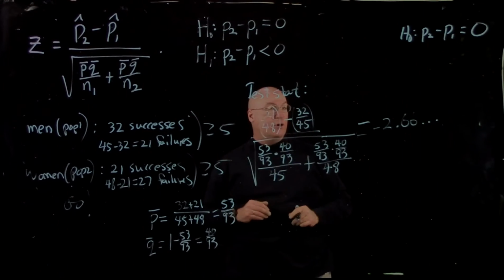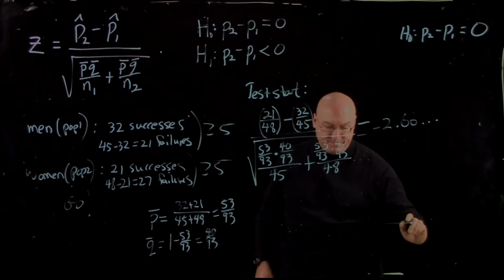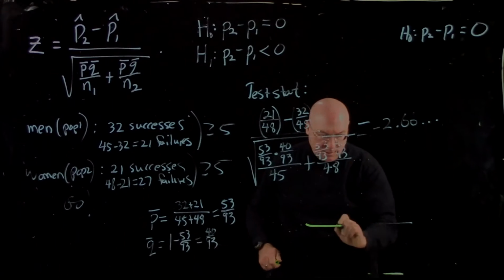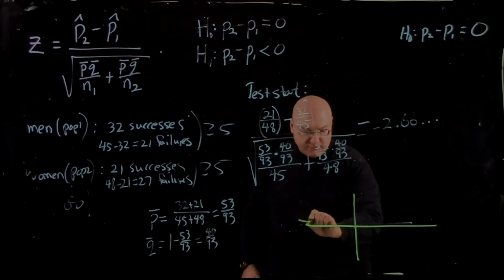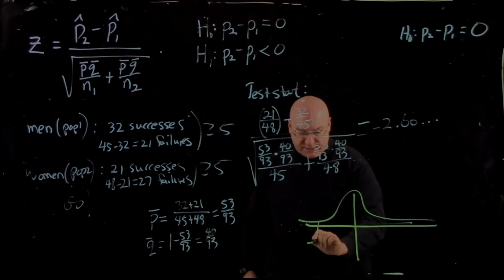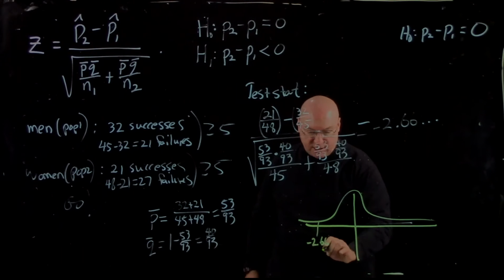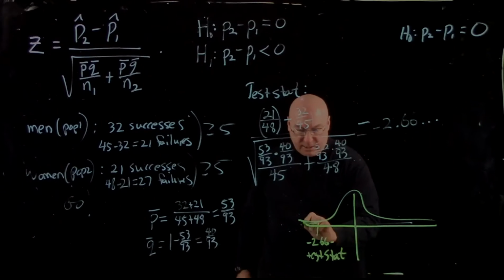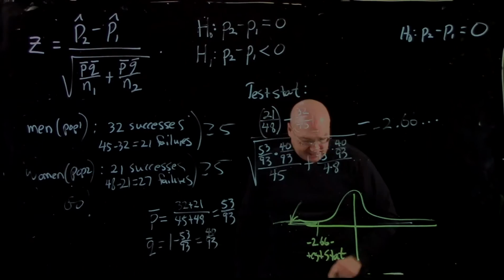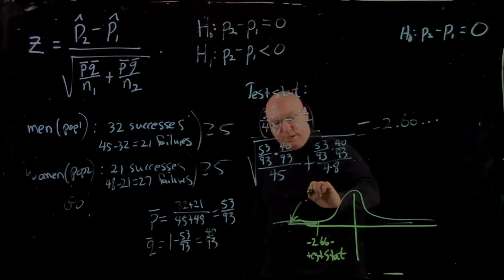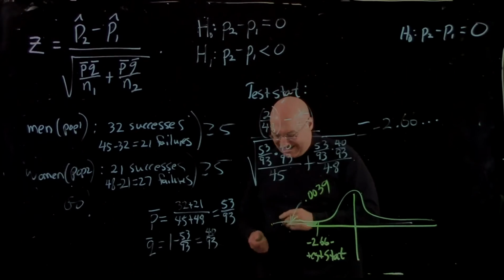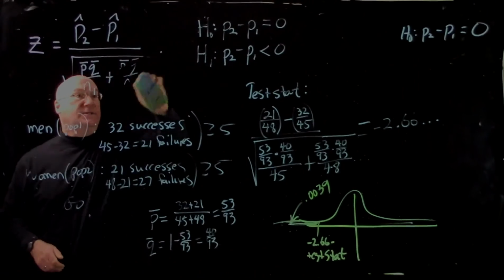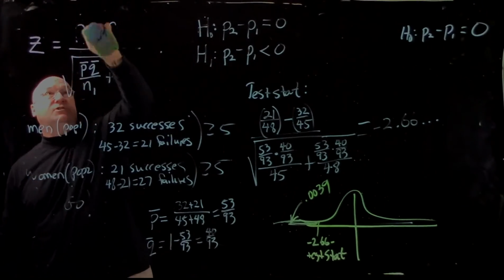All right, so what's the p-value? Remember, it's a z-random variable. So here is negative 2.66. That's our test statistic, right? I look up that area, and I get 0.0039, right? Which is pretty low. It's pretty small here. So let me give the conclusion.